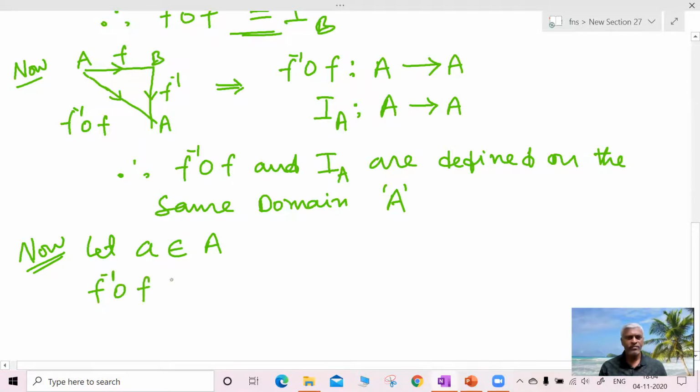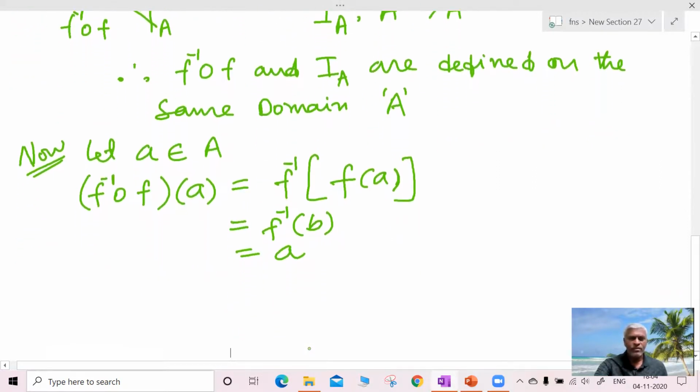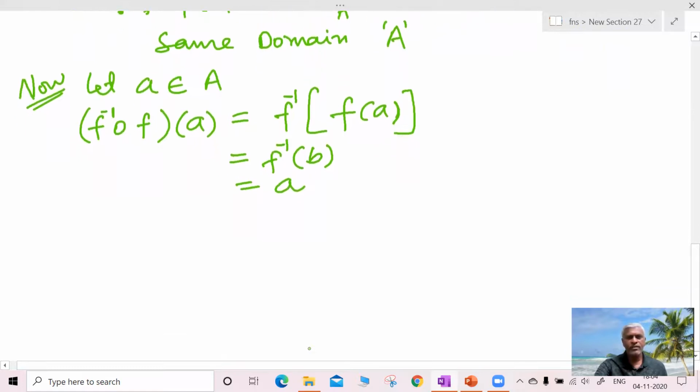F inverse circle f of a. So separate: f inverse of f of a. So what is f of a? It is b. What is f inverse of b? It is a. We know f is a bijection. It is given in the theorem.